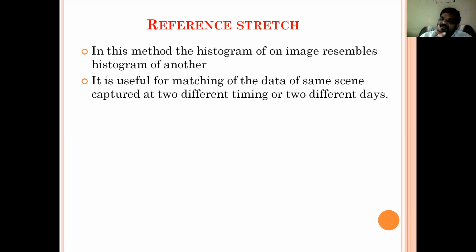How can we achieve this? Simply by stretching the histogram of the image by keeping in view the histogram of another image which was taken at a different time, that is, on different days, and which is already stored as a file copy. Hope you understood what this reference stretch is.